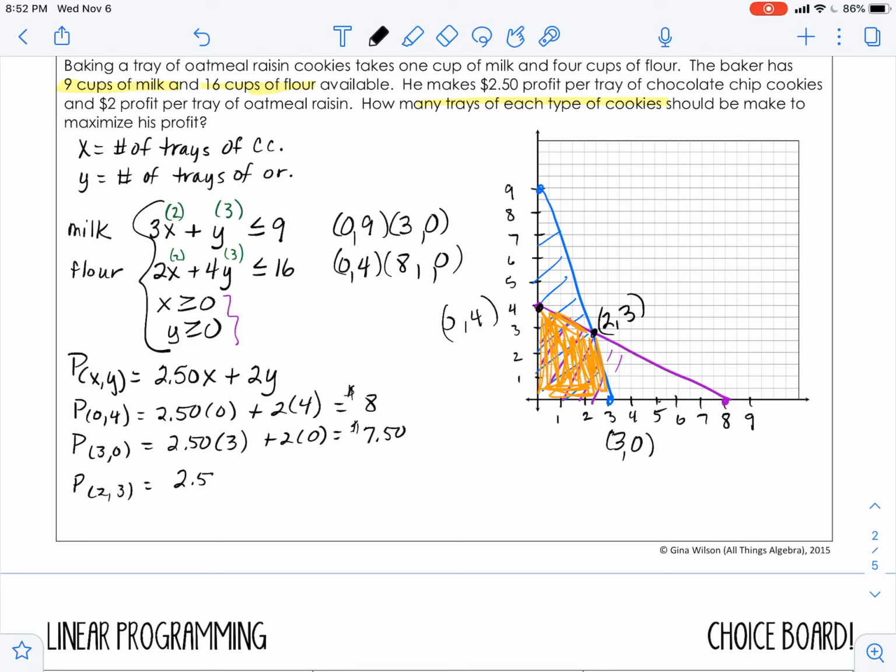And so I'm going to make 2 batches of chocolate chips and 3 batches of oatmeal raisin. And let's see, that's 5 and 6. That means $11 per tray.